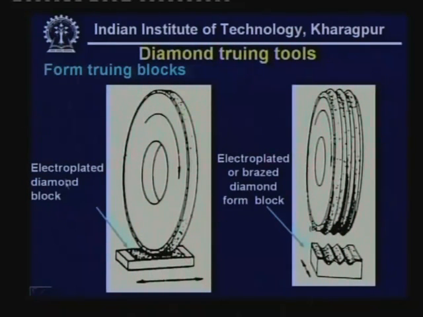These are two electroplated diamond blocks. This can also be used as a truing wheel, and in this case these blocks can be reciprocated to have the necessary truing. It is flat truing or form truing, instead of using either a rotary tool or a single point diamond nib. So this can be done either by electroplating or by brazing.